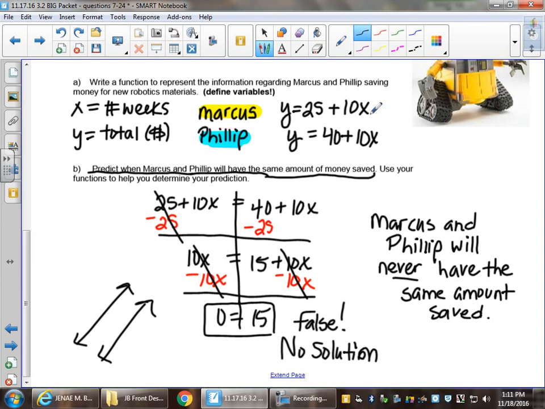And if we actually look at the system we built, it kind of makes sense. Marcus is starting with 25 in his account, and Philip is starting with 40. They're both depositing the same amount of money each week. The only way that Marcus could possibly catch up is if he was even just $1 more a week, $11 a week, he would eventually catch up. But for as long as they're depositing the exact same amount of money, because one started with more than the other, they will never have the same amount in the account.